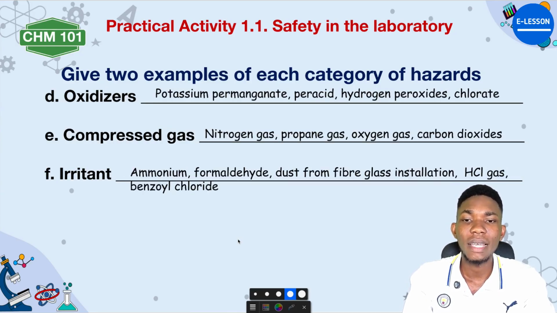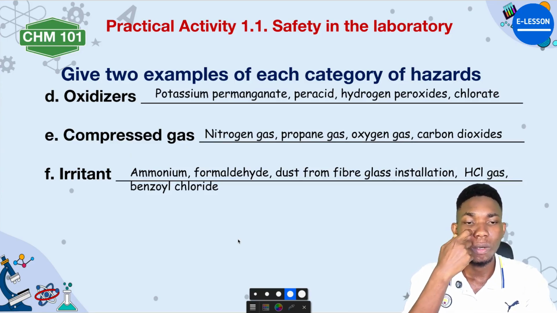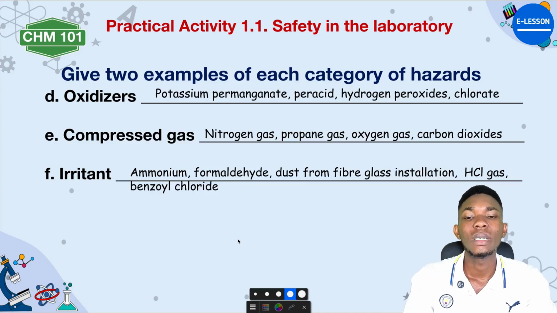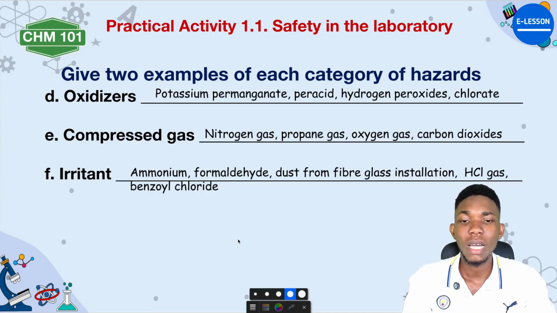Then we have oxidizers, oxidizing agents. We have potassium permanganate, peracid, hydrogen peroxide, and chlorate. Then we have the compressed gases, like nitrogen gas, propane gas, oxygen gas, and carbon dioxide. Is that okay? All these are compressed gases. Then irritants. Ammonia is an irritant. Formaldehyde is an irritant. Formalin is a nasal irritant.